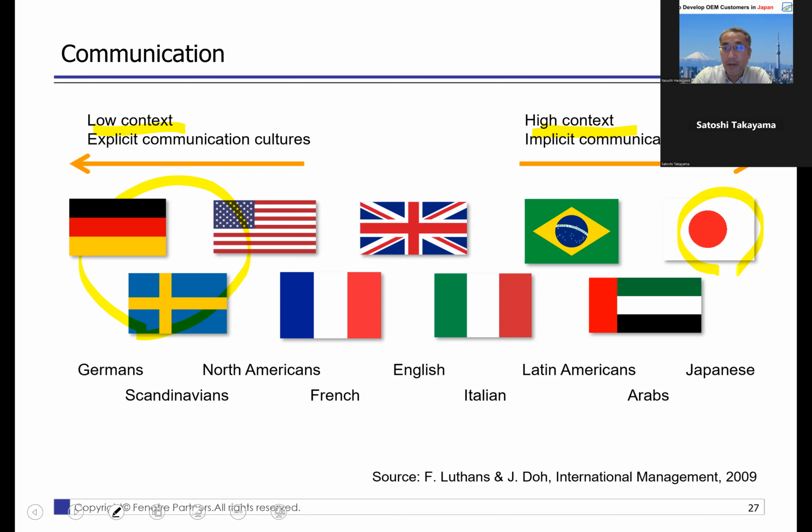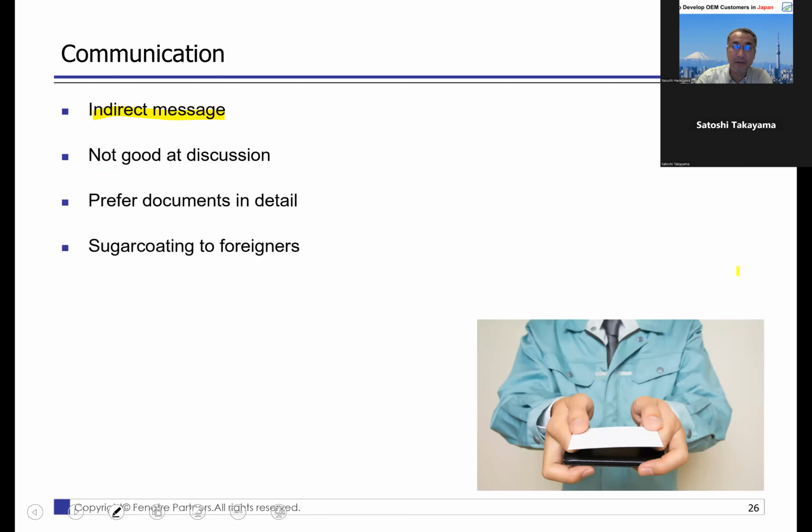So probably some of you have an experience. You ask a Japanese business person, are you interested in our products? Everybody says yes. Yes, but yes means not no. So it's really complicated. And usually Japanese people do a lot of sugarcoating, especially to a foreigner, because they like to avoid conflict with you, especially in front of you in English. So they usually say positive things to you in front of you, but later on, they will ignore your follow-up emails. So be careful.